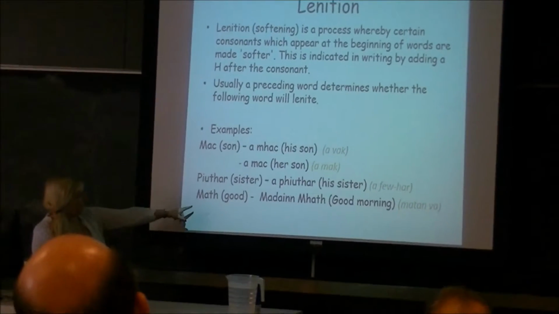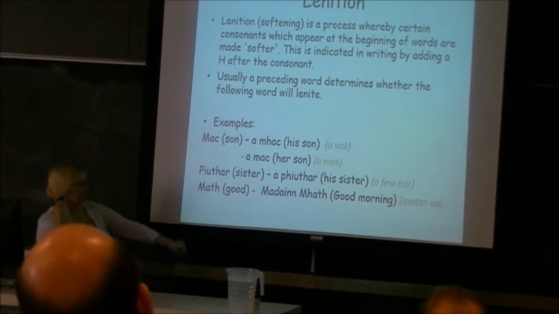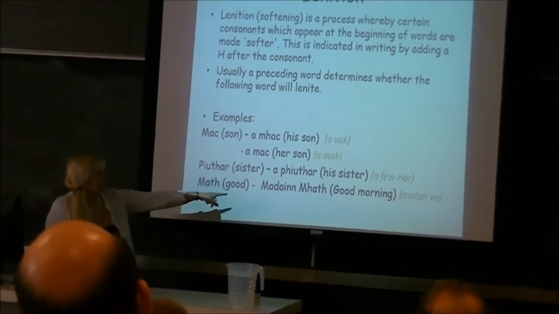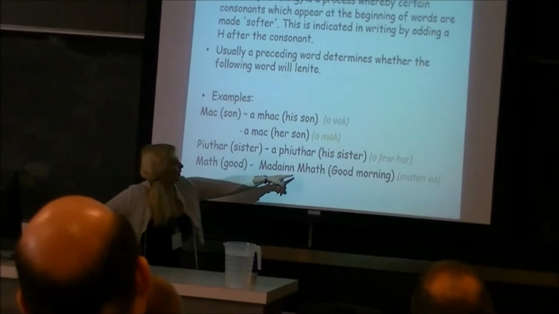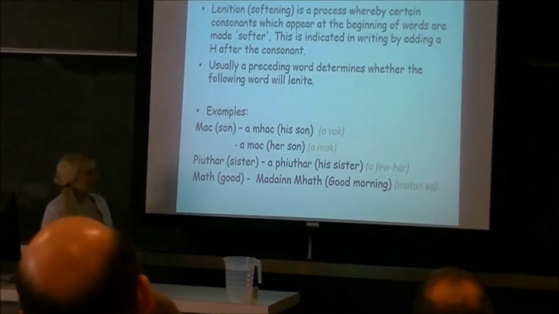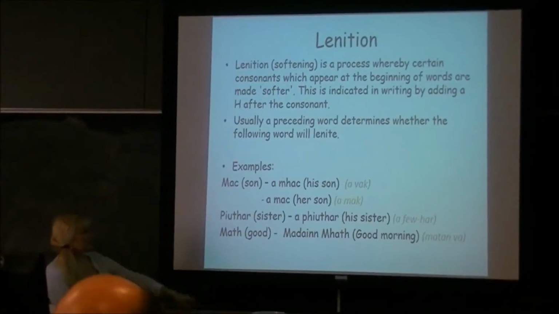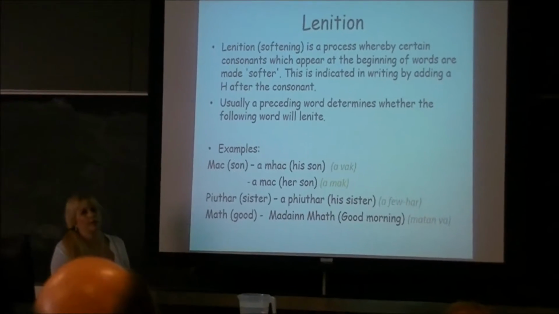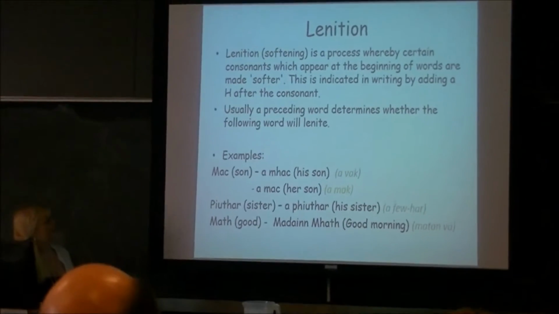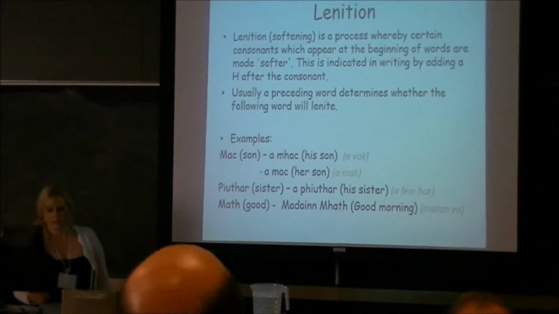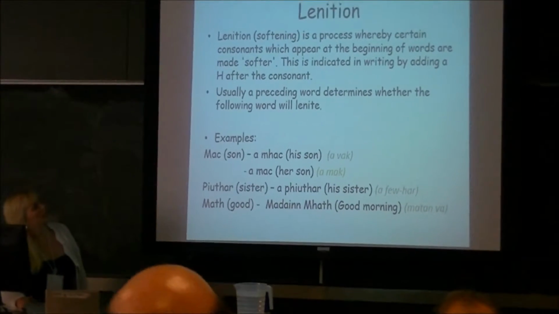Another example is ma, which means good, the TH is silent. Mat and va, it lenites here, making it a V sound. Good morning. The reason why it lenites in that sentence is because it's following a feminine noun. So that's another circumstance, but like I say, it's really a whole lesson on its own.